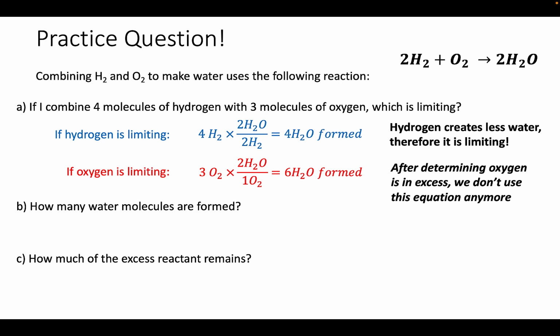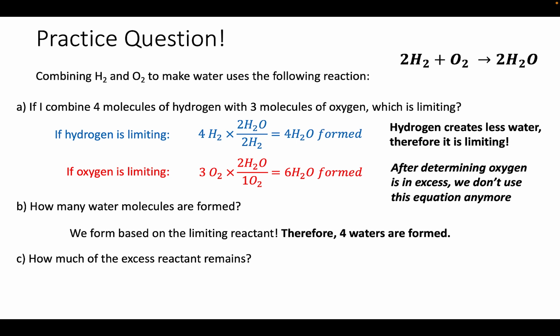So the next part of the question is saying, if we have this combination, 4 molecules hydrogen, 3 molecules of oxygen, how many waters do we actually form? And the answer is that we form based on the limiting reactant, and that's going to be 4 waters. The 6 isn't really relevant anymore. We definitely don't want to say it's 4 plus 6 is 10 waters. That would be very far from what we're going to form. We form based on whatever is limiting. Just like with the cheeses and the breads, we form 11 sandwiches in the end. We're limited based on whatever we run out of first.